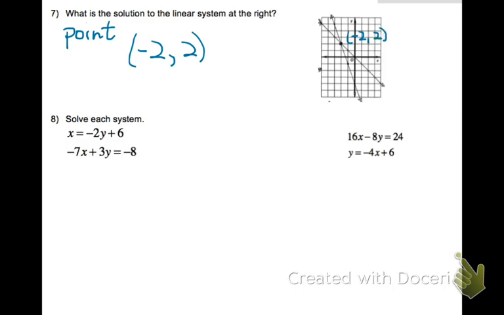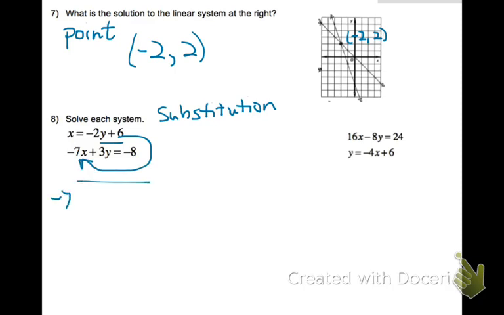On number 8, we're solving the system. These two would be best solved using substitution. You could use elimination if you want, but I notice that in number 8, my first equation is in the form x equals that amount. So I'm going to take that and plug it into my second equation for x.